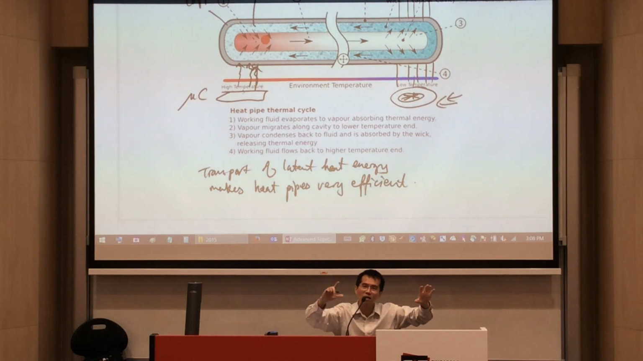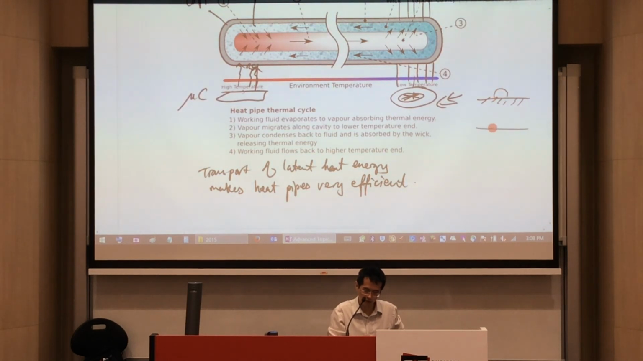If you have capillary tubes, why is it that it's able to flow? That's because of surface tension of the liquid. Surface tension is if you drop a drop of water, it forms this shape. It doesn't form like that, right? Because there is a surface tension. So surface tension in capillary tubes, or in this case, the wick.